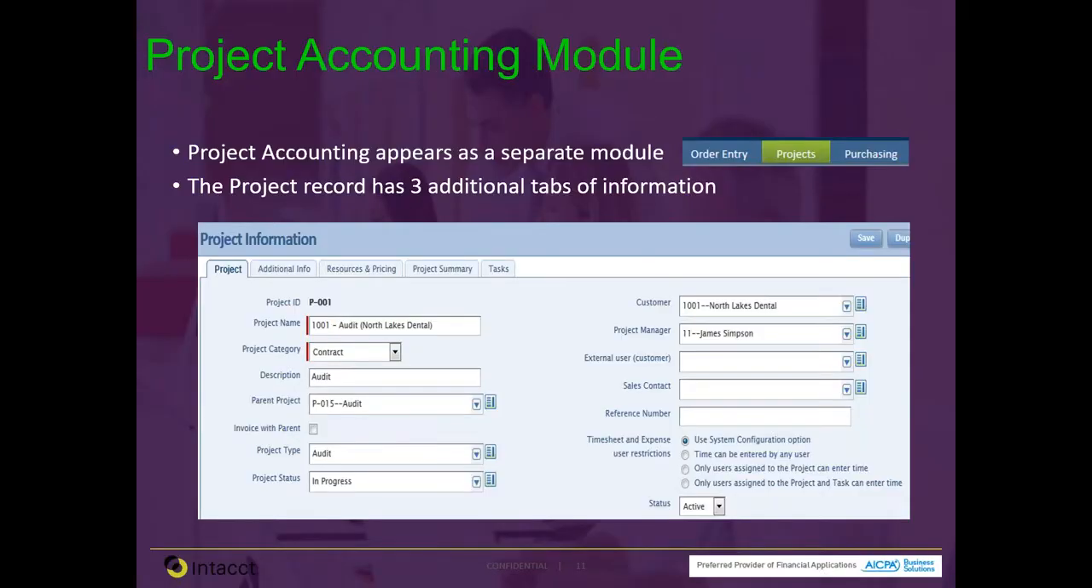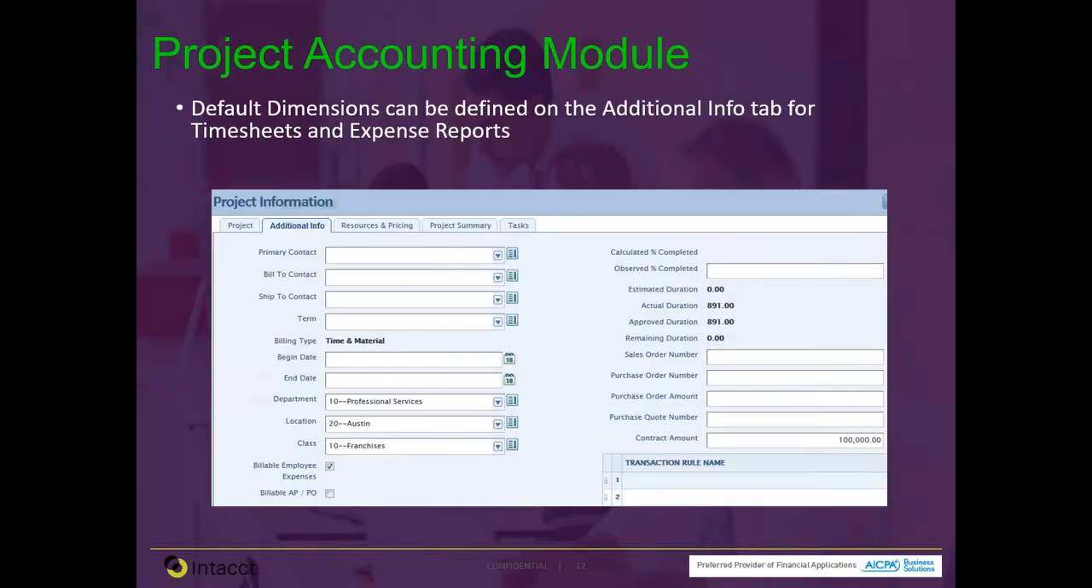Okay, so that's our project information. One of the nice features is that when you create a project, you have the ability to identify particular dimension qualities that it'll post to. So in this example, when this project's being created, we're recording any activity directly against professional services. We're saying that the project is being done in the Austin location, and the class is for franchises.